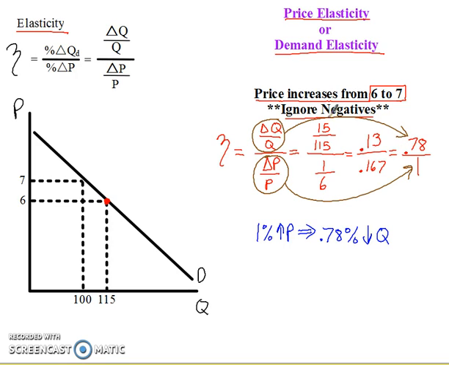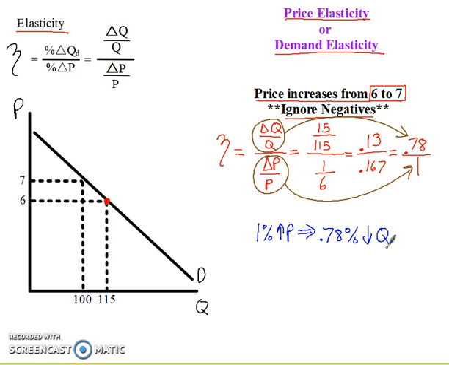Yeah, we're ignoring negatives. We just know that on a demand curve, price and quantity always go in the opposite direction. So we don't have to bother writing the negative. So if price went up, quantity went down. This in the denominator is my 1% increase in the price, so this must be a 0.78% decrease in the quantity.